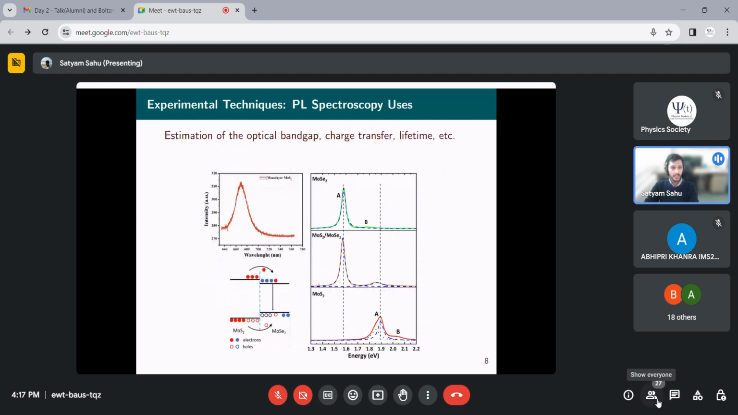So what is the use of photoluminescence spectroscopy? In the top left panel here, I show a spectrum. It's a photoluminescence spectrum of monolayer MoS2, or molybdenum disulfide. We will be discussing quite a lot about this material. The peak here is somewhere around 670, which exactly matches the optical band gap of the material. So essentially, you can use photoluminescence spectroscopy to find the optical band gap of a material system.